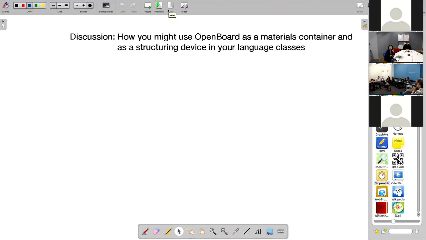Okay, so the question for you to think about at home is how might you use OpenBoard as a materials container and as a structuring device for your own specific language classes? Each language has its own texts, its own needs, its own ways of annotating and creating hypertexts around textual objects. So how might you use it in your language class?